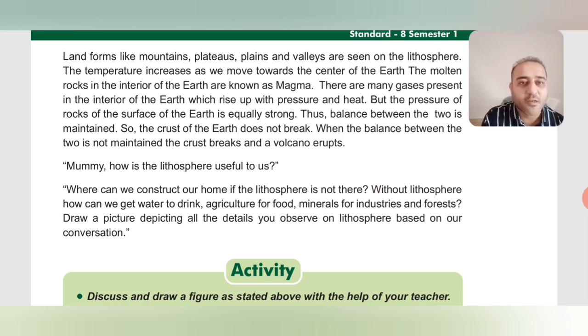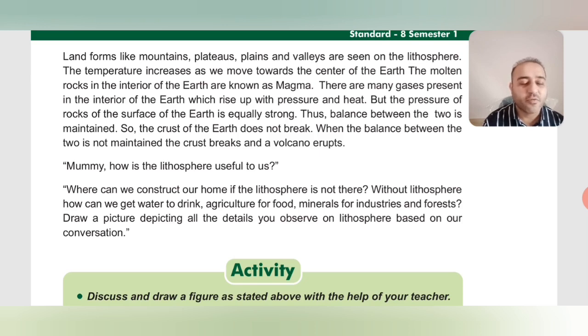So we'll see the paragraph. Where can we construct our home if the lithosphere is not there? Without lithosphere, how can we get water to drink? Again, a very important point. When there is a rainfall, all the water falls on the land and ultimately it flows into the sea or a river, and most of the water even gets drained inside the earth, that is the underground water. Okay, so again an important point.